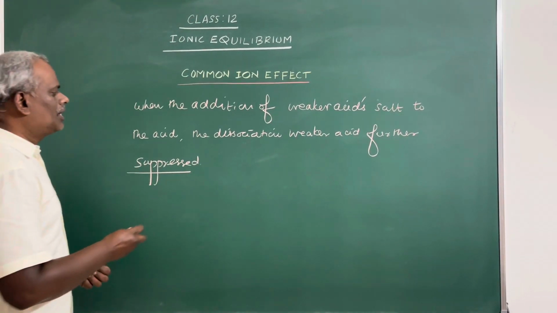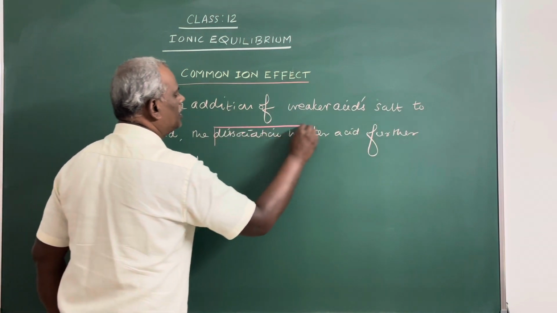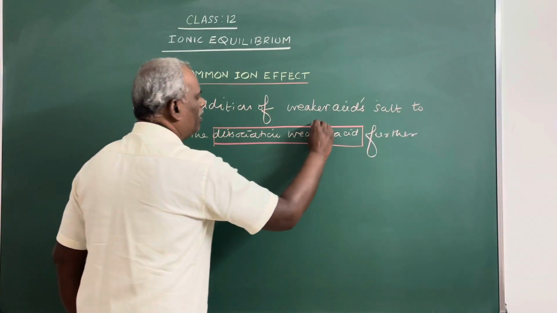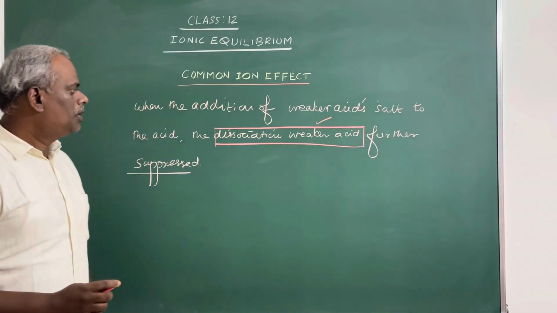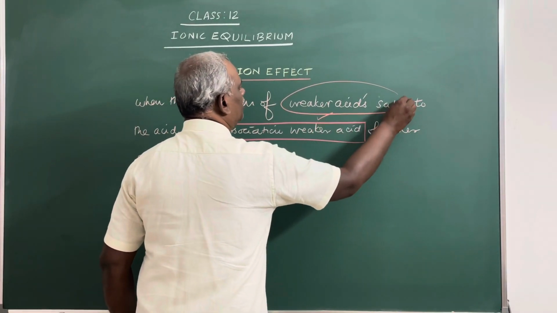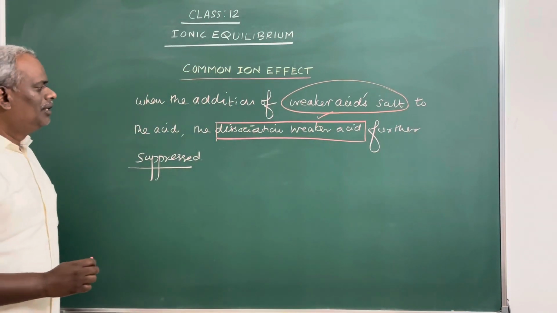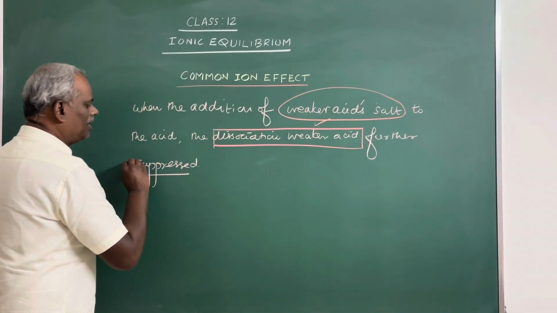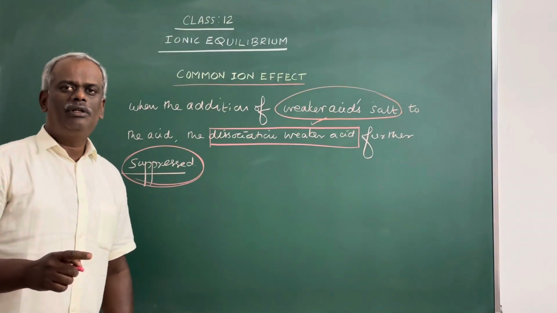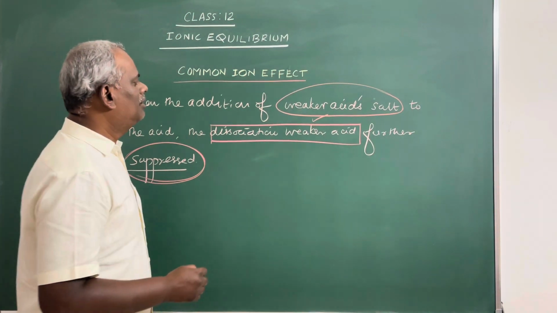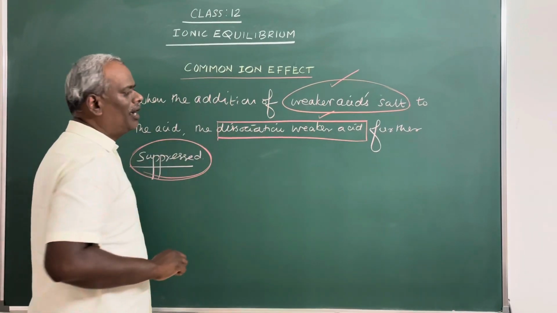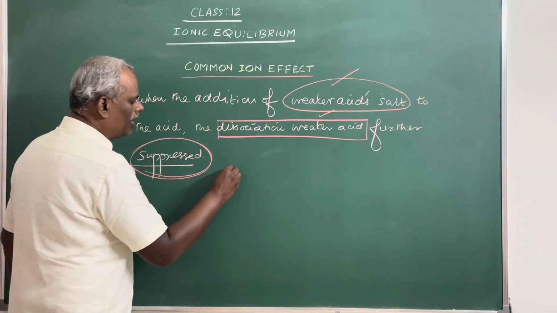The weaker acid is already poorly dissociated, partially dissociated. Always the weaker acids are partially dissociated. To the weaker acid, we should select a salt of its own. When its own salt is added, the dissociation of the weaker acid is further decreased. That is nothing but suppression. The decrease in the dissociation of a weaker acid by the addition of its own salt can be called common ion effect.